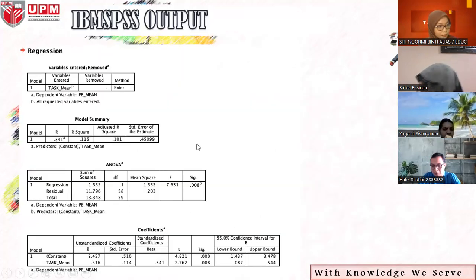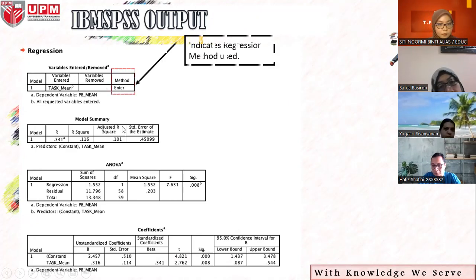Okay, so now go to our finding. Go to our output. So the first table that we have is the regression, the method that we use, enter method. Okay, so the model, the variables entered task mean, which is our IV. Then variable remove none. Okay, the method that we use is enter method. Okay. So it also indicate our DV, which is PB mean, philanthropic behavior.